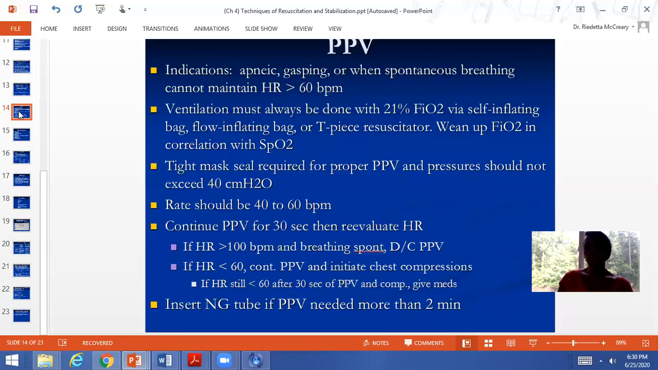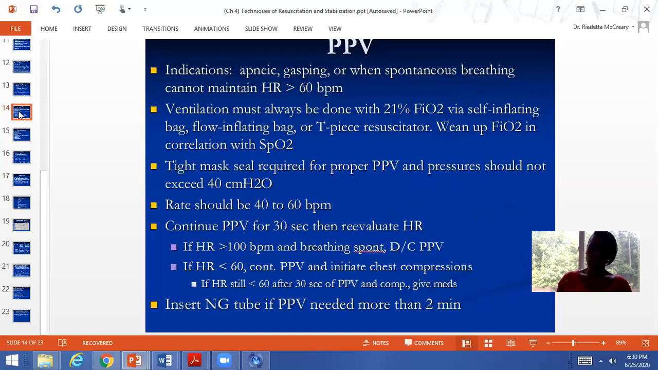The respiratory rate should be anywhere between 40 and 60 breaths per minute. You're going to continue positive pressure ventilation for 30 seconds, and then you're going to reevaluate the heart rate. As I stated earlier, if you determine that the heart rate is greater than 100, and they're breathing spontaneously, then you don't have to do any more positive pressure ventilation. What you did worked. That's the goal.